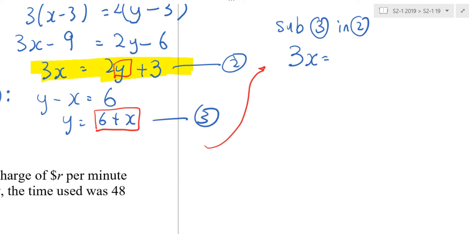Before I write 6, I have a 2 in front. So what must I write? 2 bracket 6 plus x. I put this inside, can follow? Then plus what? Plus 3. So do you see this? 2 bracket 6 plus x plus 3. Do you see this? Okay? Now what I want to do, expand the bracket, simplify the x.